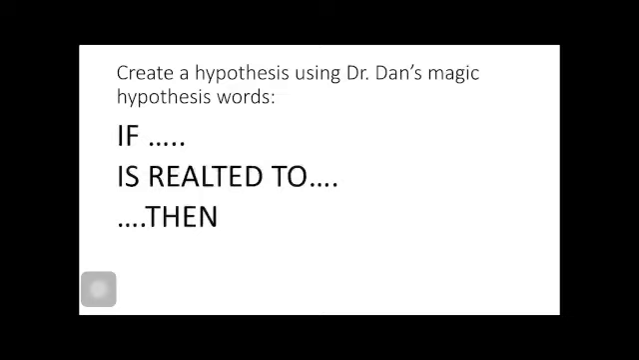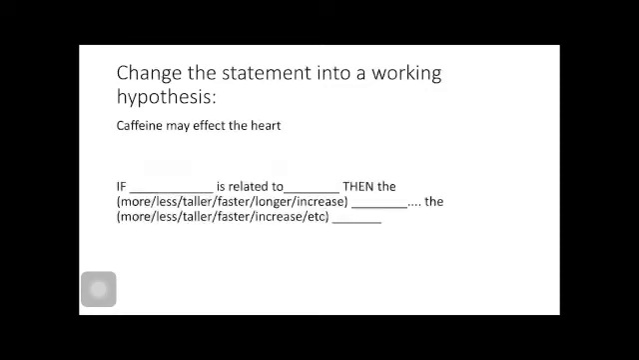Now, it's helpful to use what I like to call my magic words. So it's going to start with an if, and then it's going to have an is related to, and then it's going to have then. So something's going to happen as we manipulate those variables. For example, I noticed that caffeine might affect the heart. So the question is, how much caffeine can affect the heart? I turn that into a hypothesis. If caffeine consumption is related to heart rate, then the more caffeine, the faster the heart rate.